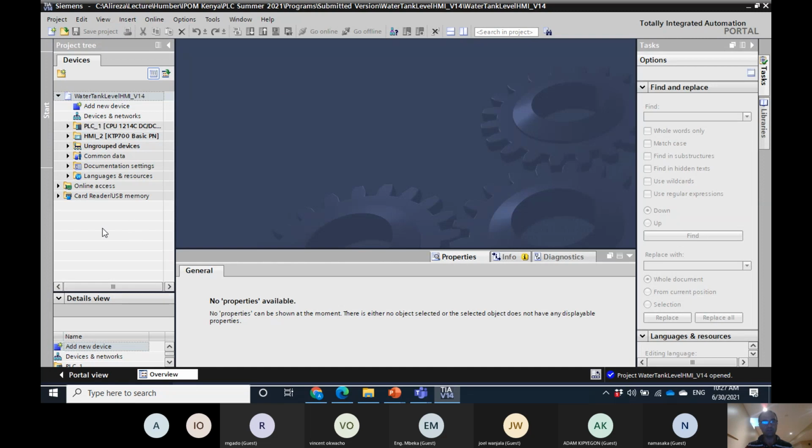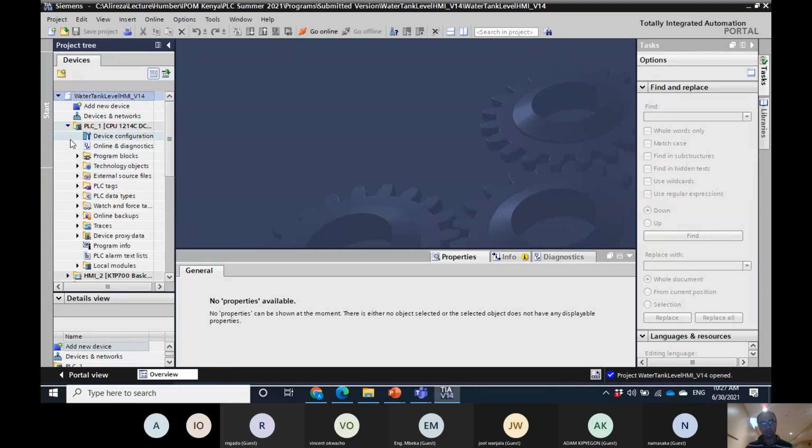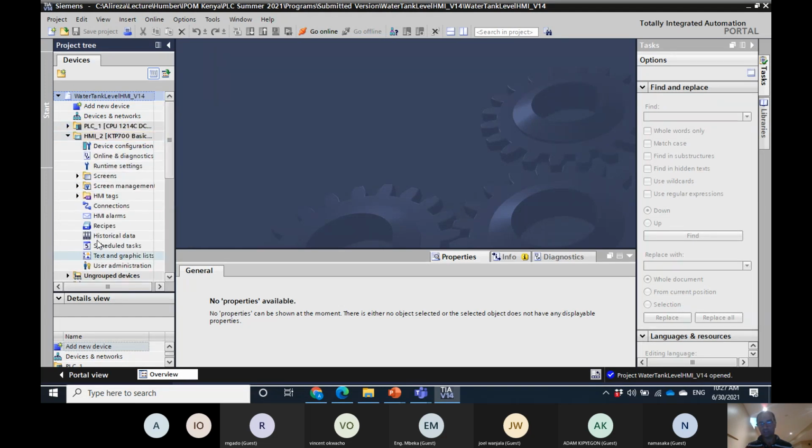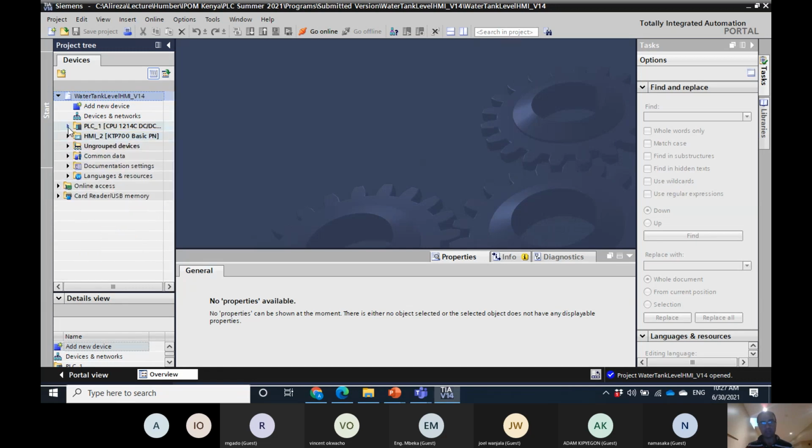Okay, when we look at here, this project tree. You see that? This is the water tank level HMI version 14. So here you see a PLC and HMI. If you have already built that, you have the PLC, open that, then you have the details on the PLC. And if you click on the HMI, you have the detail on the HMI. Okay, let's have a look first on the PLC and then on the HMI.